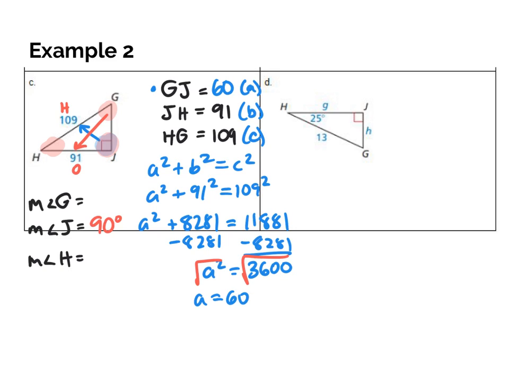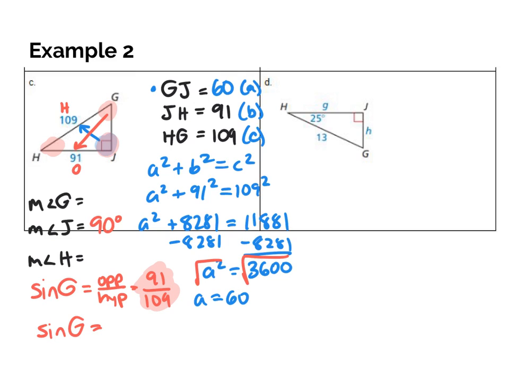So why it's important is we have to identify which trig ratio relates the opposite and the hypotenuse. In this case, it would be sine. The sine of angle G relates the opposite side to the hypotenuse. The opposite side is 91. The hypotenuse is 109. So if I want to find G, I know that the sine of G would relate 91 to 109. So I'm going to take these two numbers and divide them out.